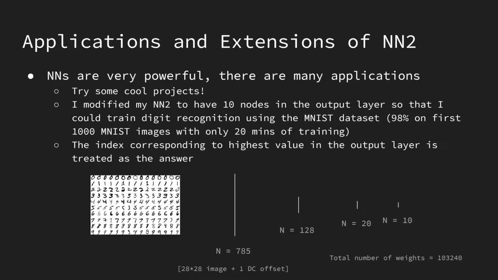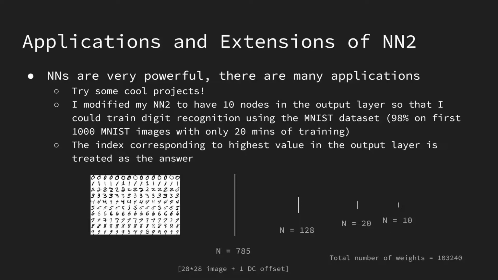So some applications and extensions of NN2. NNs are very powerful. Neural networks can do a lot of things, so you can try some cool new projects. For me, I was already familiar with the MNIST dataset, so I just modified my NN2 to have 10 nodes in the output layer, and that means I was able to train digit recognition using, again, MNIST, and I could get 98% accuracy on the first 1,000 MNIST images within 20 minutes of training.